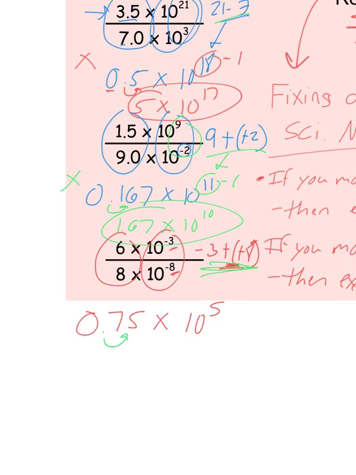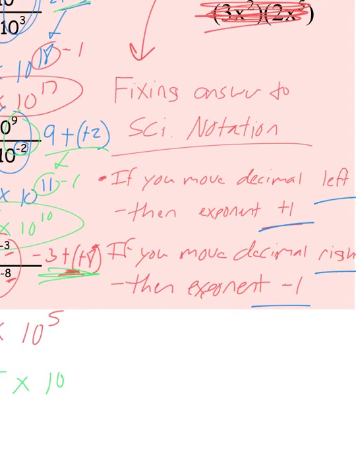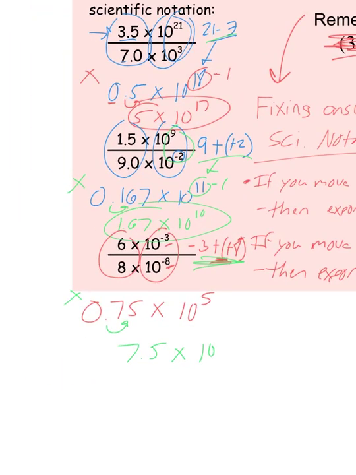Take the decimal and move it one spot over because this is an imposter. It's not scientific notation. I need this to be 7.5 times 10 to the, and again, I moved it right, looking at our rules over here. So I'm going to subtract 1 off the exponent, so it's 10 to the 4th when I'm all done. Okay, very good. Check and see how you did.